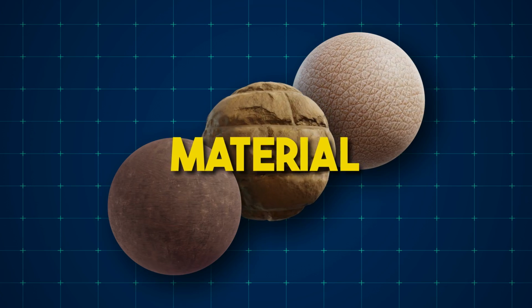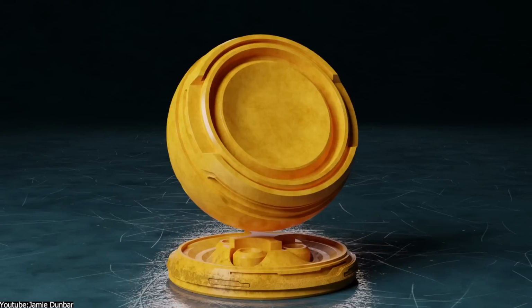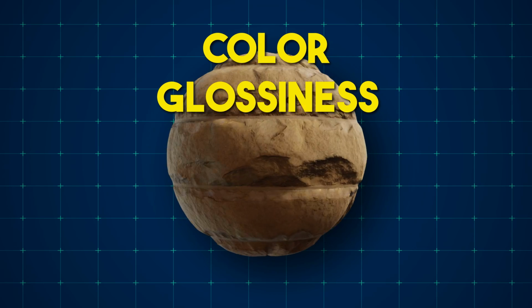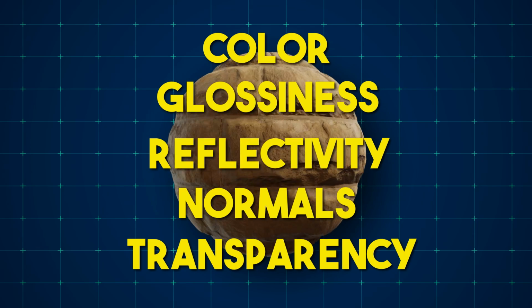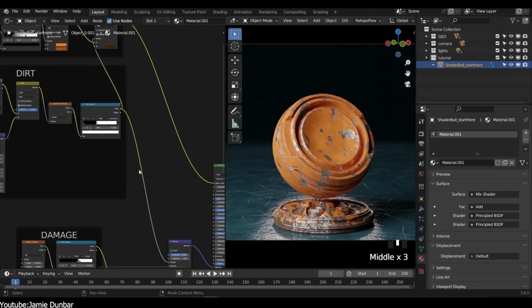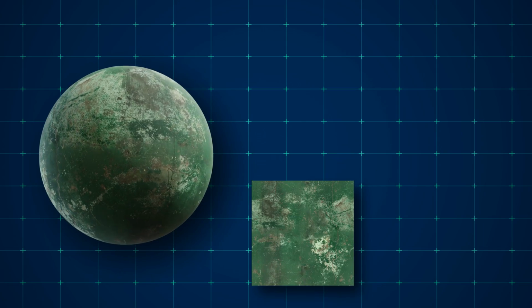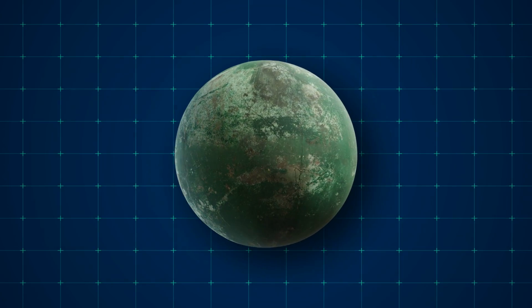So on the other hand, a material is a broader concept that defines the overall appearance of a surface of a model, including its color, glossiness, reflectivity, normals, transparency, and more. And the interesting thing is that materials tell the render engine what the object should look like when light hits it. That's why you can't render good-looking surfaces using only a texture. But let me elaborate more.